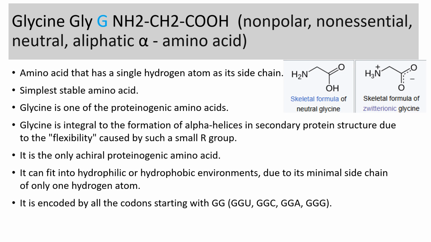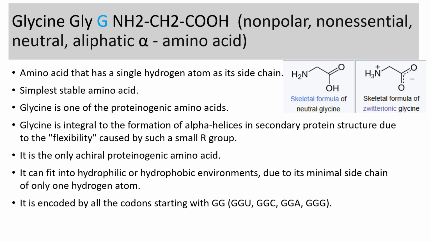Glycine, GLY, NH2, CH2, COOH: a nonpolar, non-essential, neutral, aliphatic alpha amino acid. So glycine is an amino acid that has a single hydrogen atom as its side chain. All right, so you have to remember that Gly has just one H, a single hydrogen atom. It's the simplest stable amino acid; it's stable, it doesn't bother anybody.